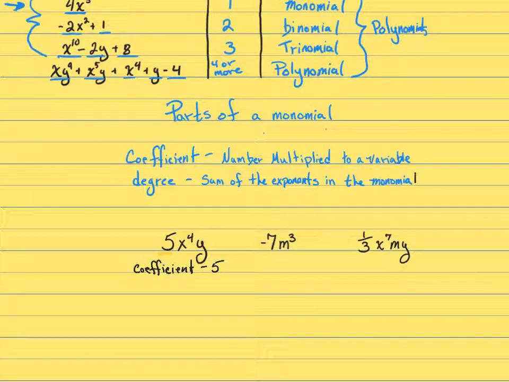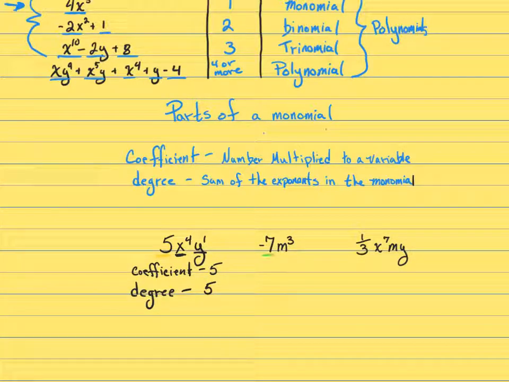Now the degree is going to be the sum of the exponents in the monomial. Oh, I missed an o over there. Of the monomial. So here I've got my x has a degree of 4 and my y has a degree of 1. So the degree of my monomial is going to be 4 plus 1, so the degree is going to be 5. On the next one, the number being multiplied is -7, so the coefficient is going to be -7. And the degree is going to be 3, since there's only one variable with one exponent.